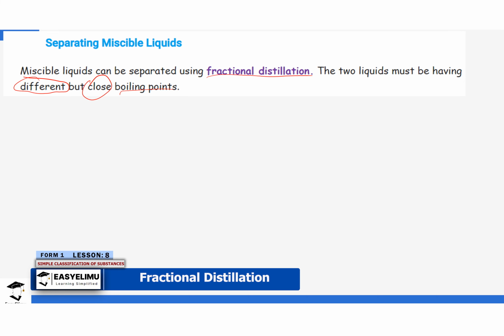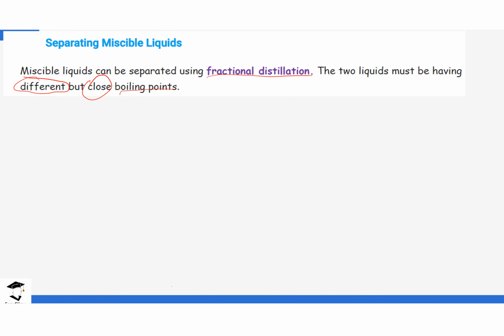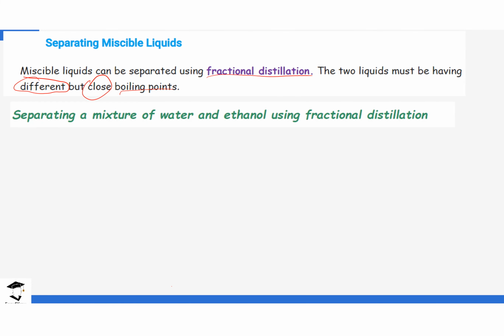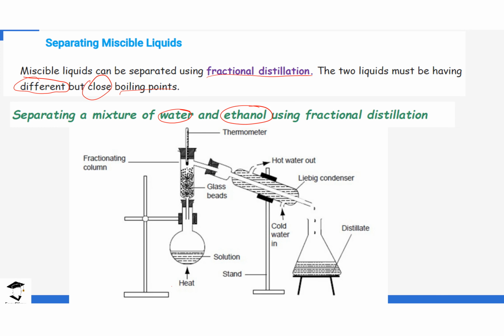If these two liquids have different boiling points, but they are not close or they are farther apart, this method is not going to be used. We are going to use a different method. So an example is a mixture of water and ethanol that we are going to use for this experiment. If you mix water and ethanol, they are going to be miscible. And later on, we are going to discuss the boiling point of water and the boiling point of ethanol and see that difference. Are they close? Is the difference big? So we are going to use this setup to separate that mixture.